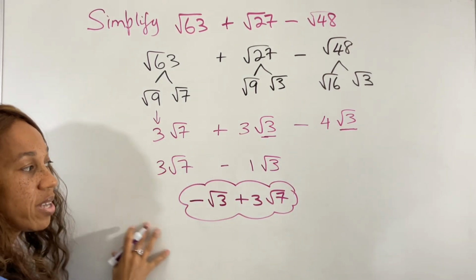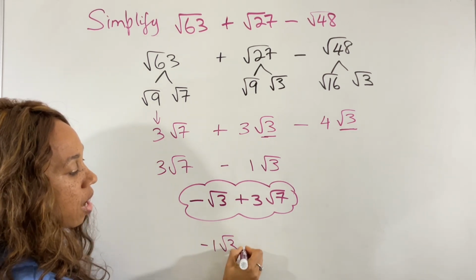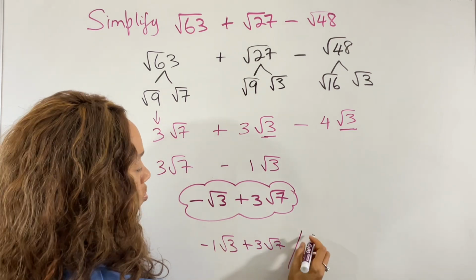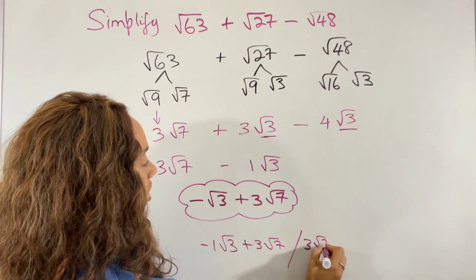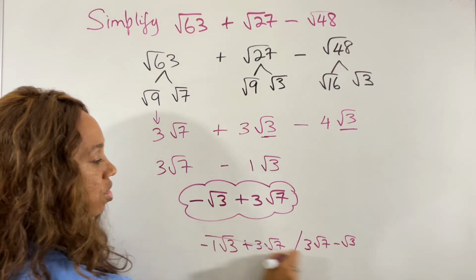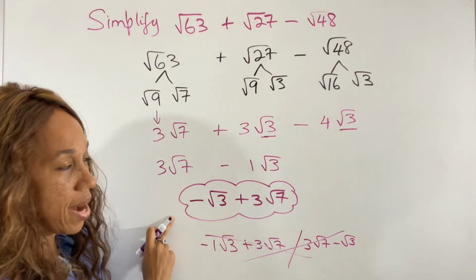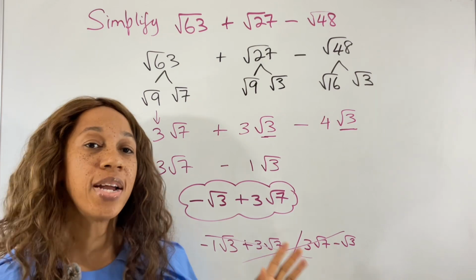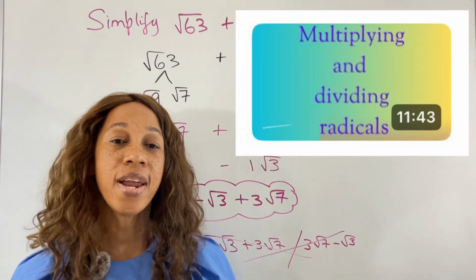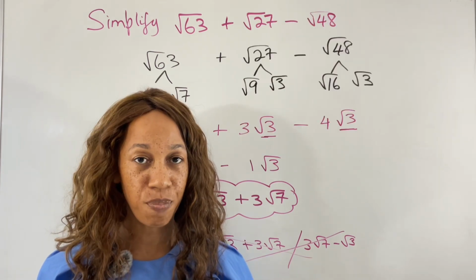Okay? So there is a difference there. So do not write negative 1 radical 3 plus 3 radical 7, nor don't write it as 3 radical 7 minus radical 3. This is a proper way to write it when you are dealing with radicals. So if you need more help on simplifying radicals, you can also go back and watch my video on how to multiply and divide radicals, and that will help you tremendously.